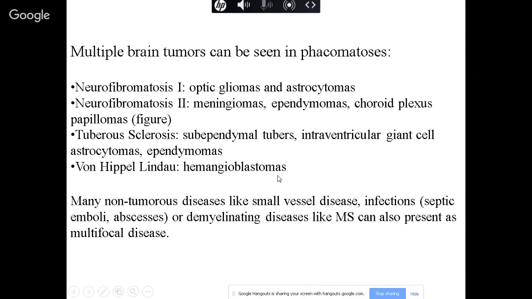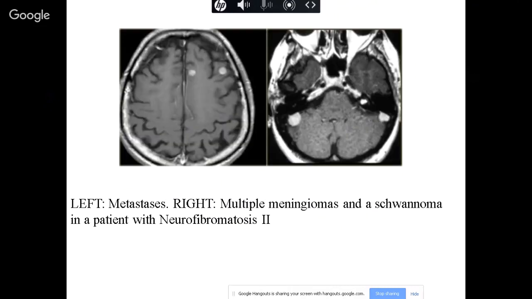All right. So keep in mind, many tumor mimics can have multiple lesions, like septic emboli, abscess, and demyelinating disease, which can also present as multifocal. So this is a case like this, this is the mets. You see the multiple. This is a classical neurofibromatosis type 2, multiple schwannomas there.